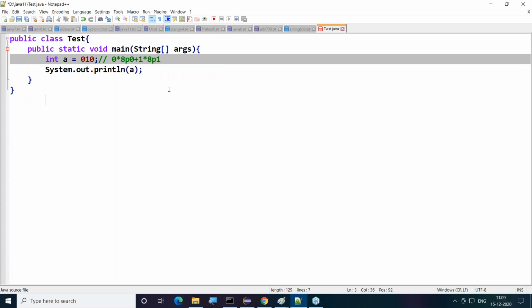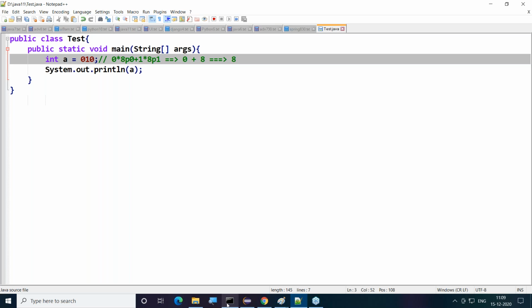Tell me, guys, what is the value here now? We have to calculate 0 star anything, which is 0. Plus 1 star 8 power 1. 1 star 8 power 1 is what now? 8. So we are able to get the decimal value 8. 8 is the decimal value here.